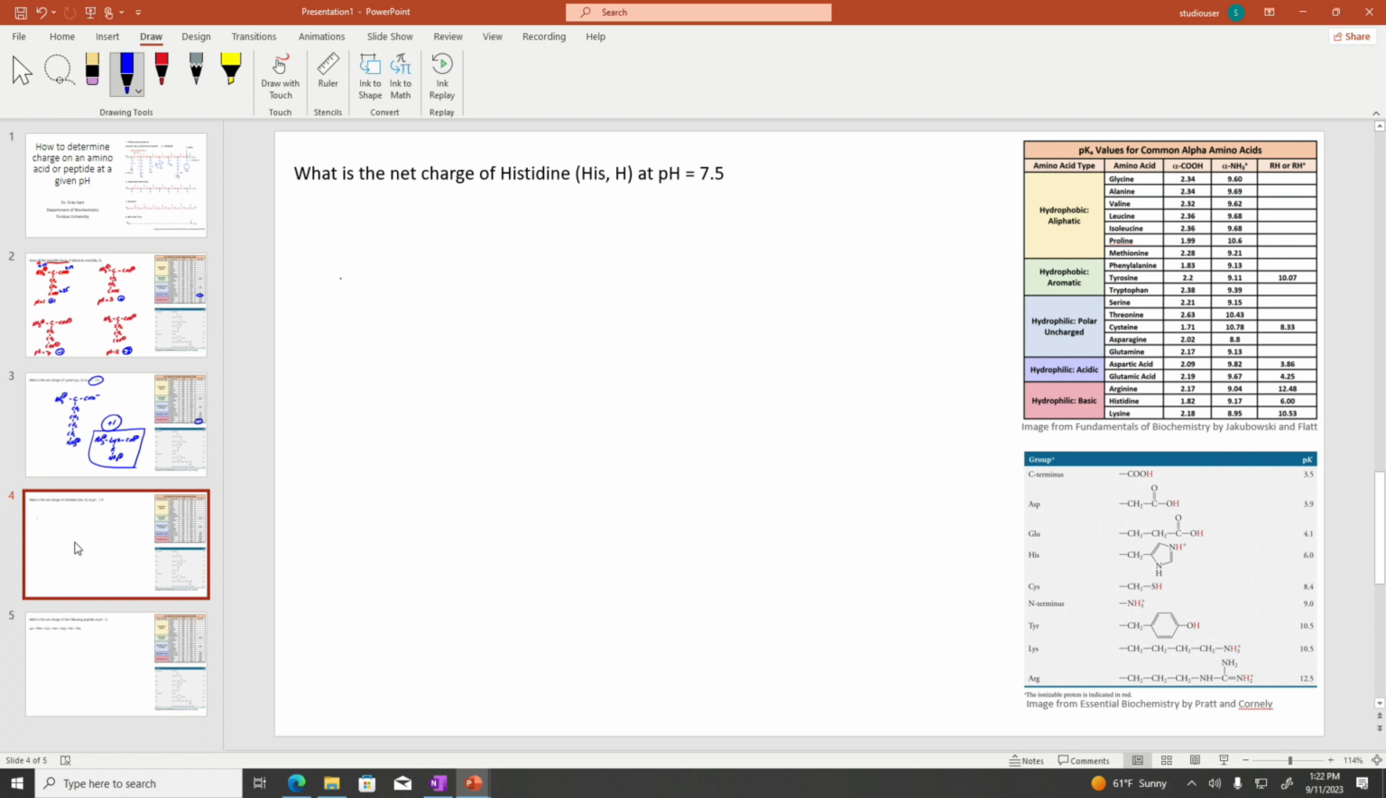Okay, histidine. So histidine is definitely one of the fun ones, right? So the net charge of histidine at pH 8.5. So we'll start by drawing out the full structure, right? So we've got our alpha carbon. Again, it's going to be physiological pH, so I'm pretty confident without even looking that my groups here are going to be plus and negative.